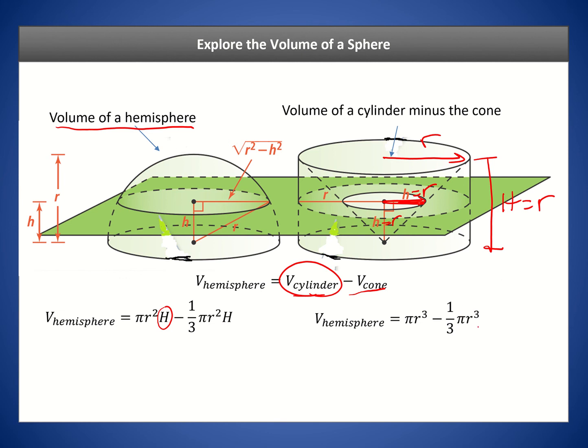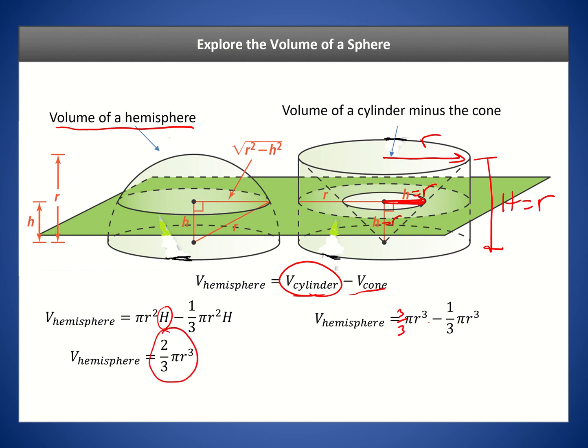And so therefore, we can say that the volume of the hemisphere must be the same thing as 3/3 pi r to the third power, because if this is an invisible 1, we can give it a denominator of 1, and then multiply by 3 top and bottom so that we get a common denominator. So then 3/3 minus 1/3 is 2/3.